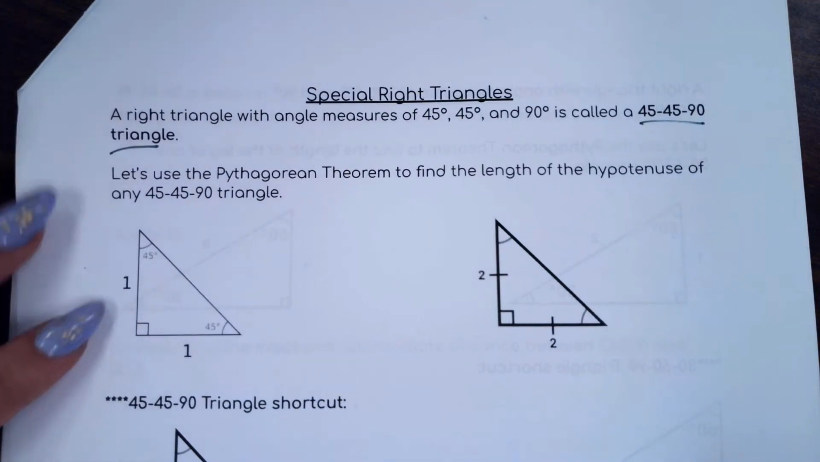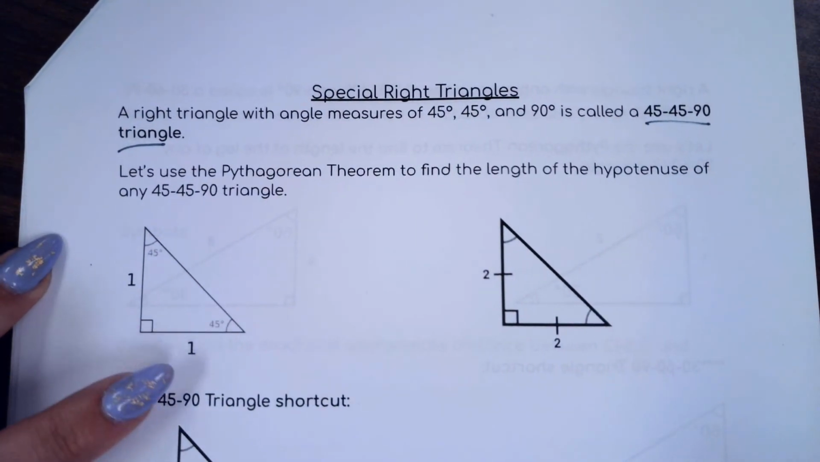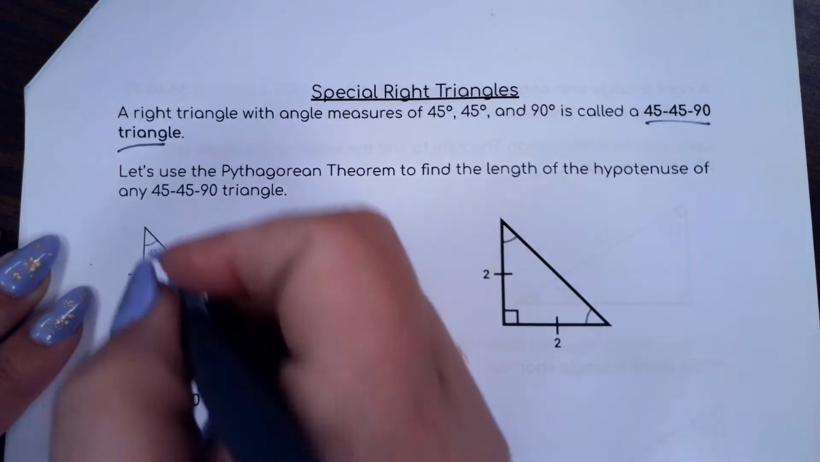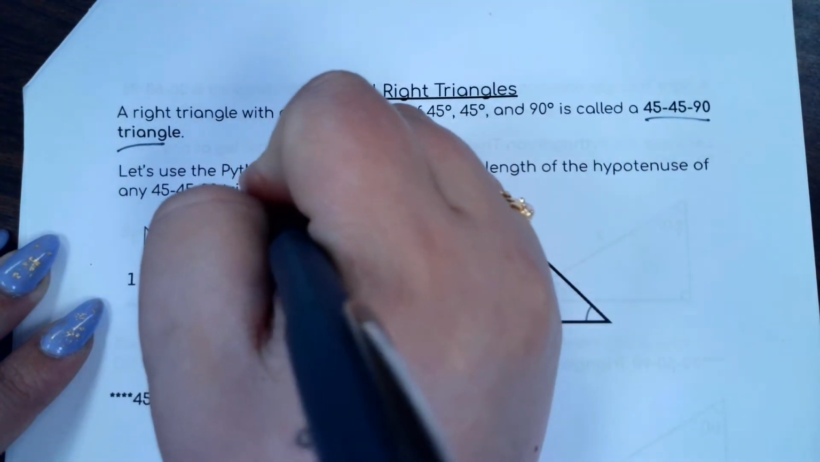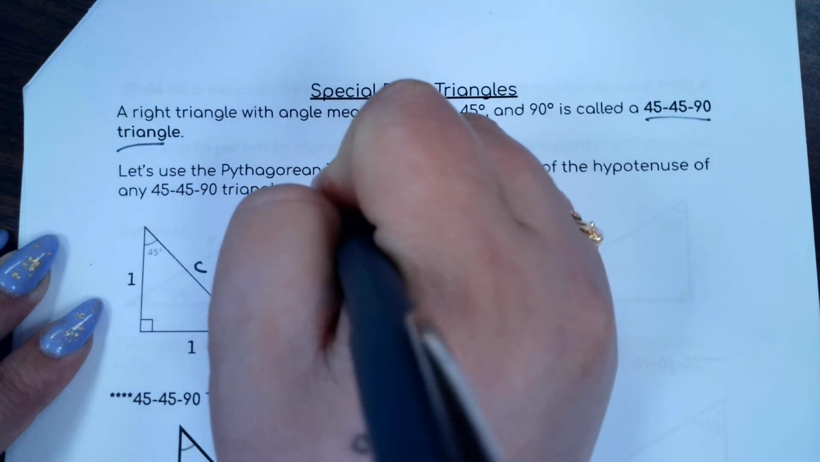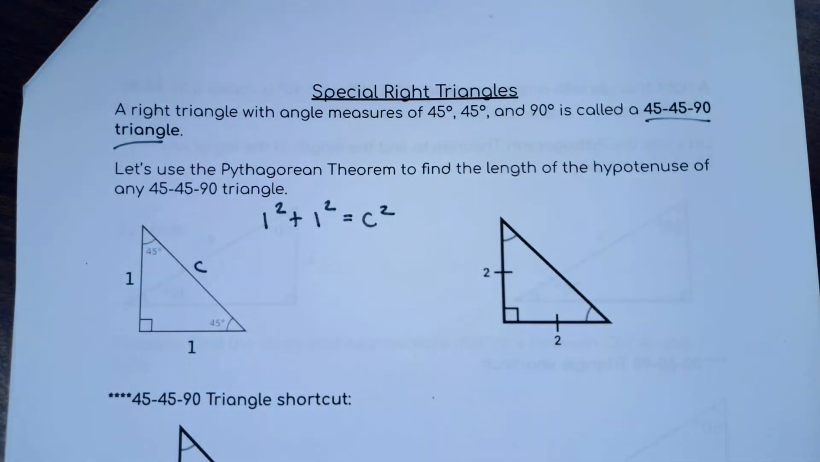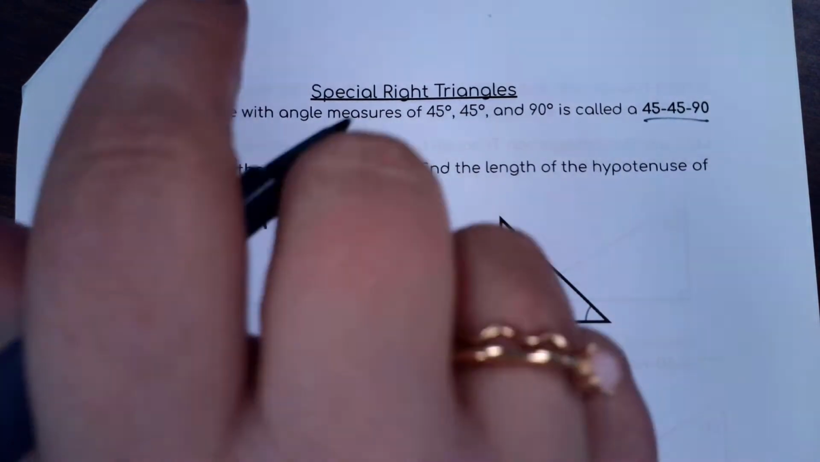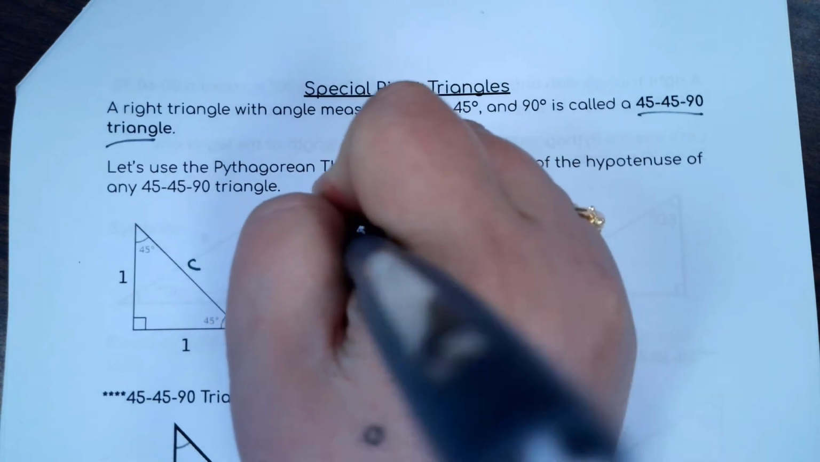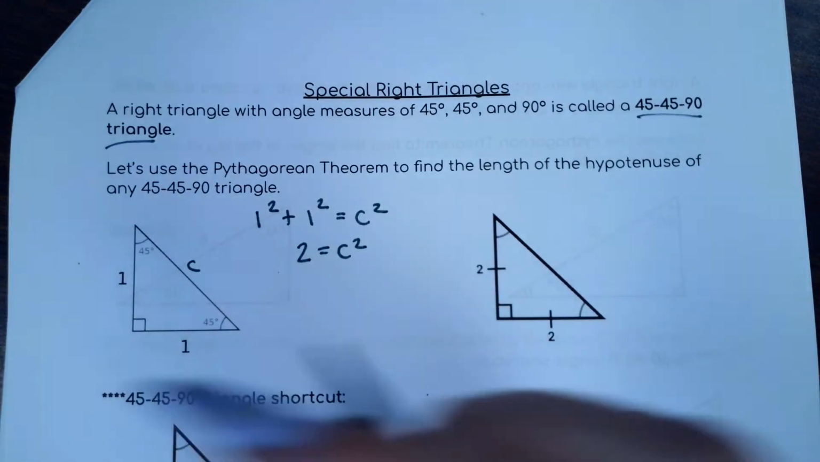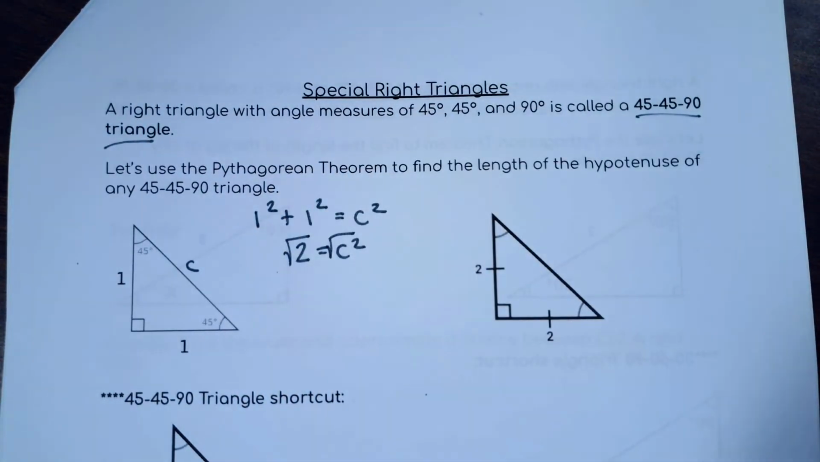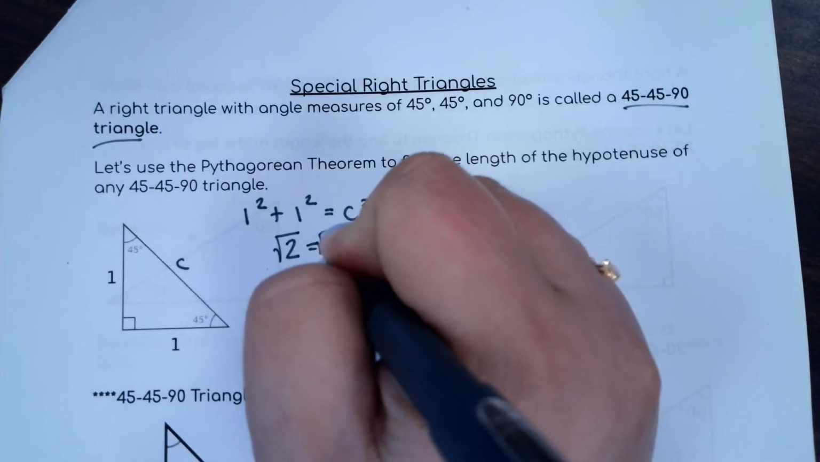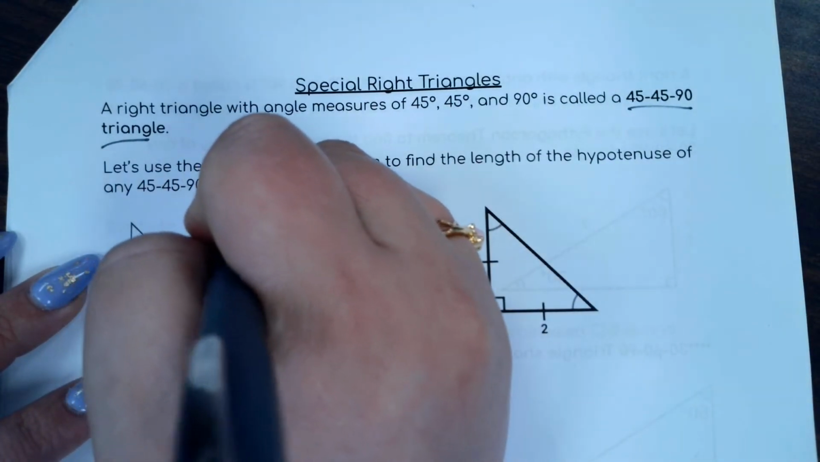Here we have a 45-45-90 triangle. Our sides are 1. So let's use the Pythagorean theorem to see if we can find out what c is. That would look like this: 1 squared plus 1 squared equals c squared. 1 squared is 1, right? So 1 plus 1 gives us 2. And then, of course, to get c by itself, we've got to take the square root of both sides. So c equals the square root of 2.